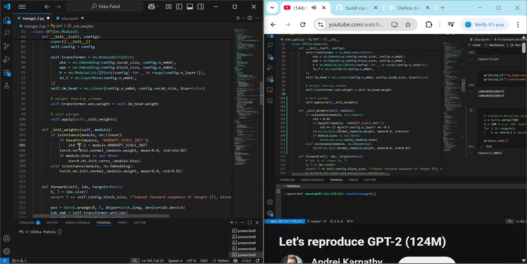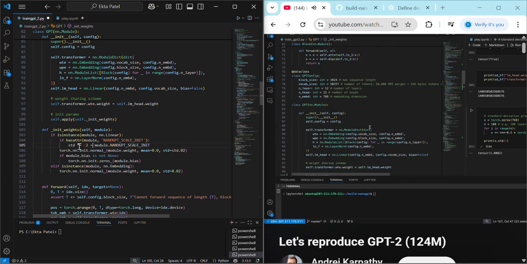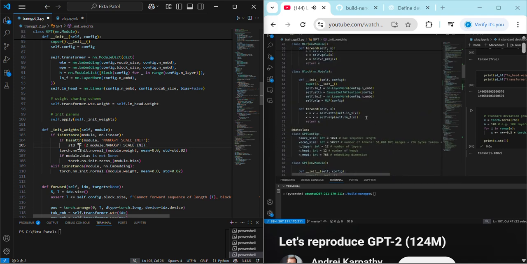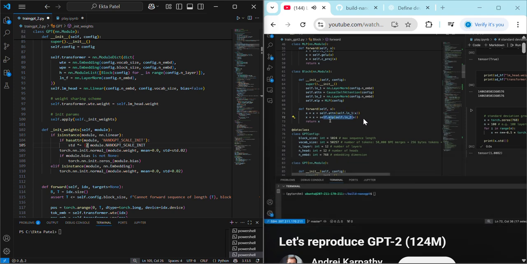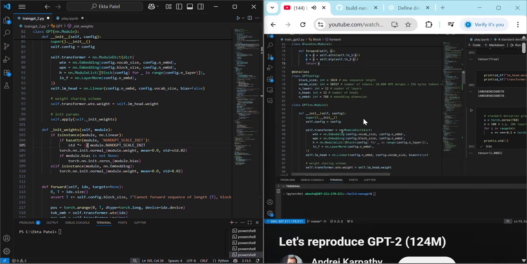I should clarify, by the way, that the 2 times number of layers comes from the fact that every single one of our layers in the transformer actually has 2 blocks that add to the residual pathway, right? We have the attention and then the MLP. So that's where the 2 times comes from.